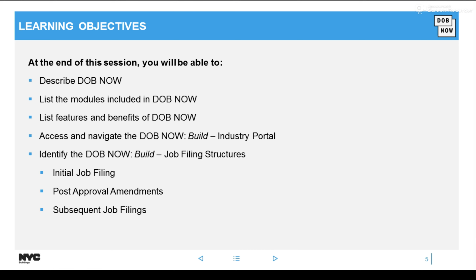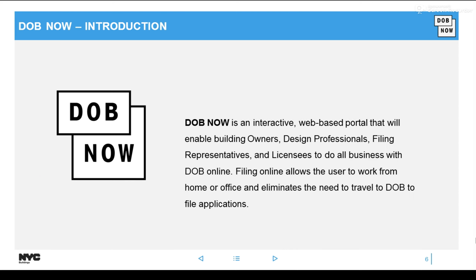So you would have an idea of what I'm talking about before I actually get into the heavy part of mechanical systems. And then I will discuss the biggest feature of using DOB Now, which is the job filing structure, keeping all the jobs together under one job number, where you have initial job filings, PAA, and subsequents kept all together under the same location.